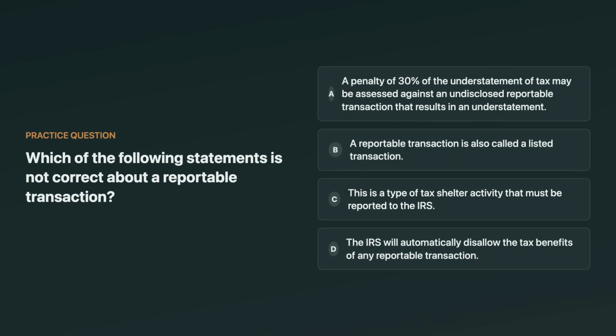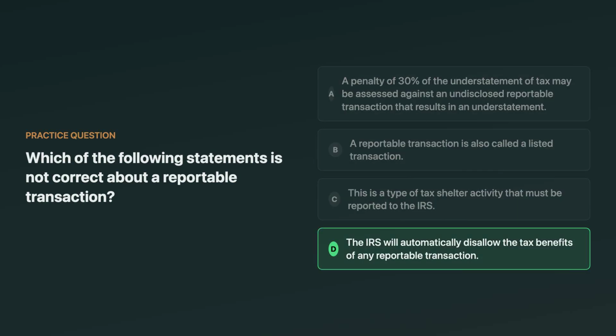Which statement is not correct about a reportable transaction? The options say: a 30% understatement penalty may apply to an undisclosed reportable transaction. A reportable transaction is also called a listed transaction. It's a tax shelter activity that must be reported, or the IRS will automatically disallow the tax benefits of any reportable transaction. Think about it. What's the incorrect statement?